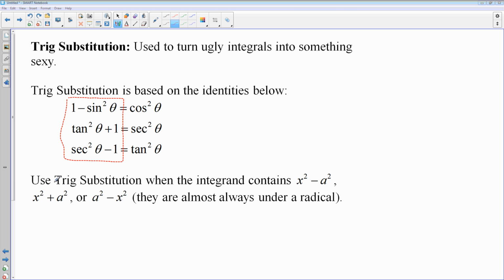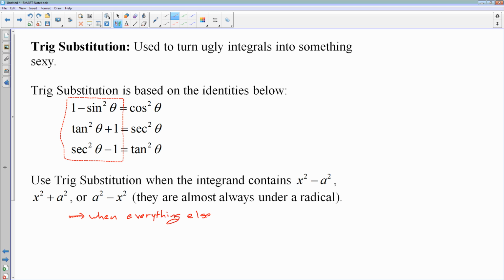I should also say you use trig substitution when everything else fails. So if you try u substitution, and if you try parts, then I would dive into trig substitution. I definitely would not go into trig substitution at the very beginning. So we use it when everything else fails.